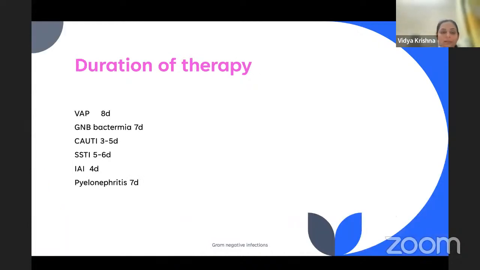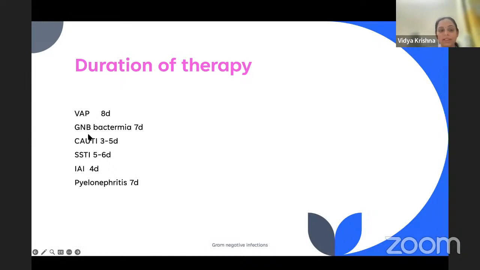Again, somebody asked me about duration of therapy. To reiterate, most of the times, duration of therapy is not very different between a resistant bug and a sensitive bug. As long as your patient is improving well, you can follow your standard guidelines for duration of therapy. It's becoming shorter and shorter.